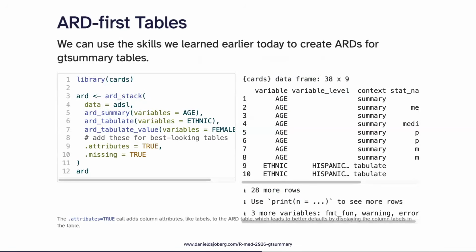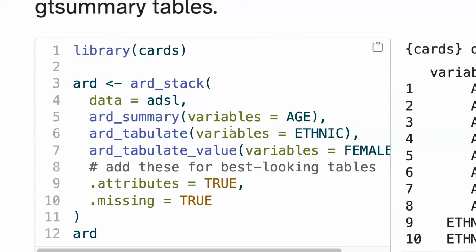But before we do that, let's go through a basic example to recreate something that's actually easier to create with tbl_summary. This is, again, all from the cards package. We're not talking a lot about cards today, but I just want to highlight some of the things you can do with it. In this example, I'm using the ard_stack function where I'm giving it the ADSL data set. Let me zoom in a little bit here. And I am doing a basic ARD summary for variable age.